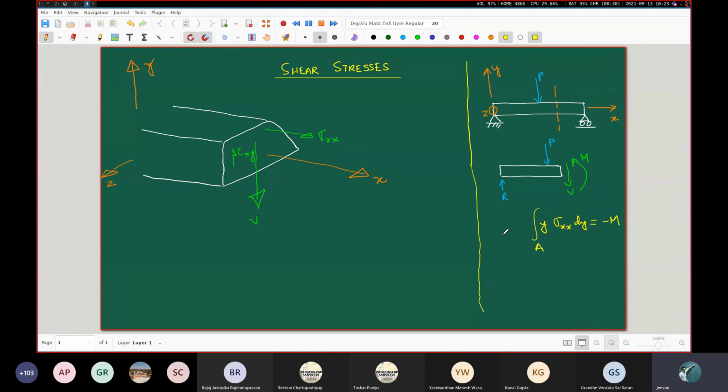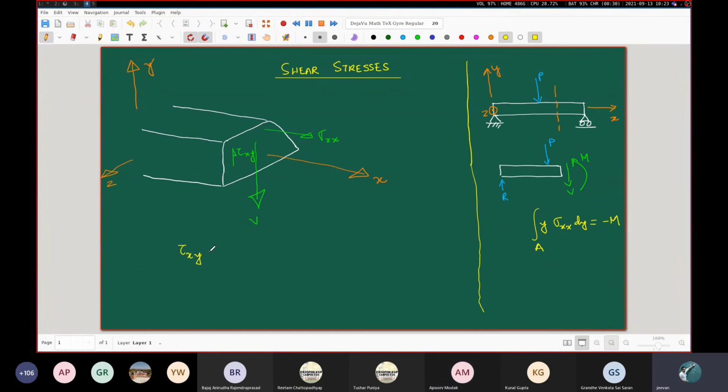Tell me. Just like there is a relation between sigma xx and M here, by integrating over the entire area, what do you think should be the relation between tau xy and V? So tau xy into the area would be equal to V. Very good. It is as simple as that.